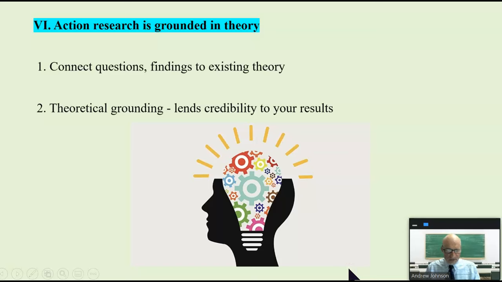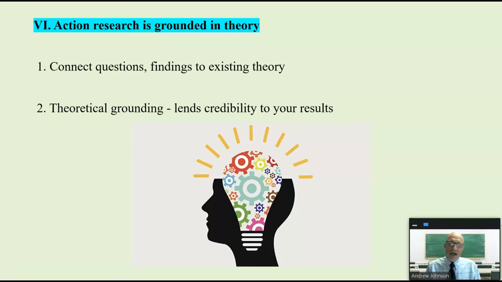An important one, action research is grounded in theory. This is what connects the questions. This is what connects research to classroom practice. So you are connecting the questions and the conclusions to existing theory and research. The context of research and theory, this doing a literature review, helps you understand what you are seeing. And this review of the literature gives you credibility. Theoretical grounding lends credibility to your results. A review of the literature is an important part of this.